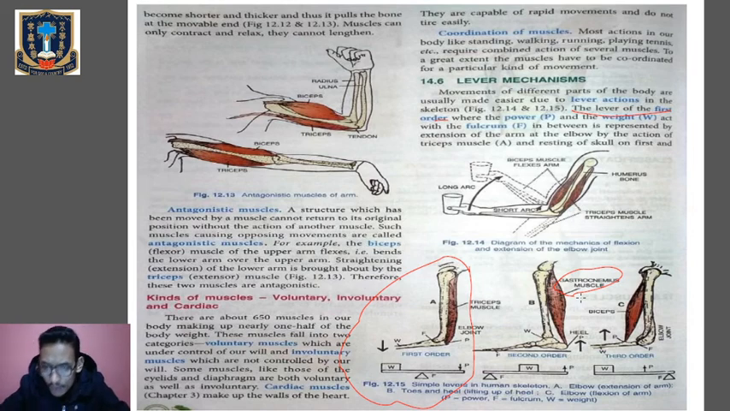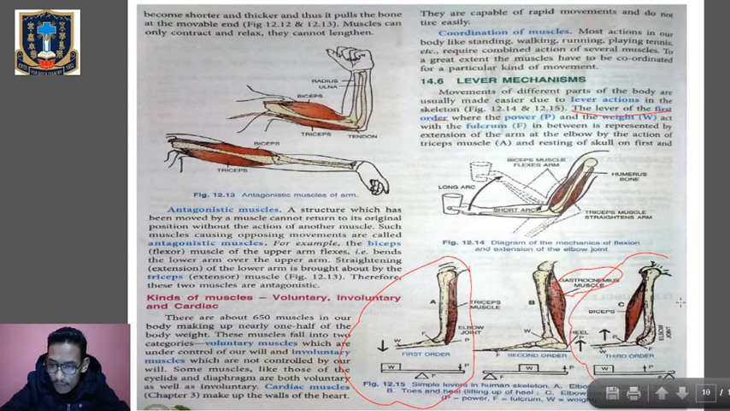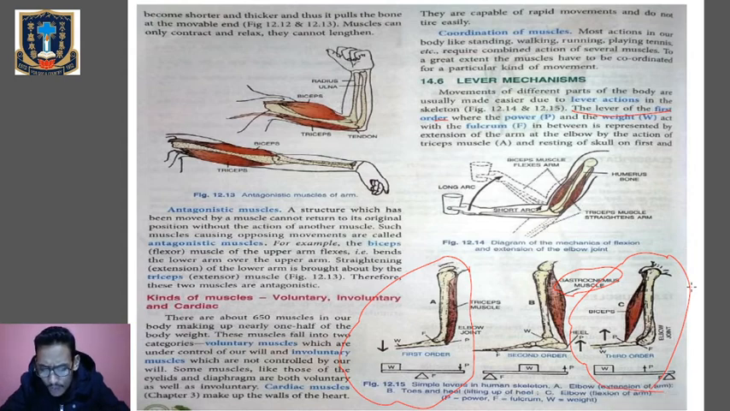Now let's talk about the third order lever actions, in which the fulcrum and the weight are at the ends and the power is at the center. This can be represented by the biceps muscles flexing the arm. So the third order lever action is mainly given by the bicep muscles, which are used in flexing the arms. So I have finished the first order, second order and third order lever actions, representing the actions of our muscles in the body.